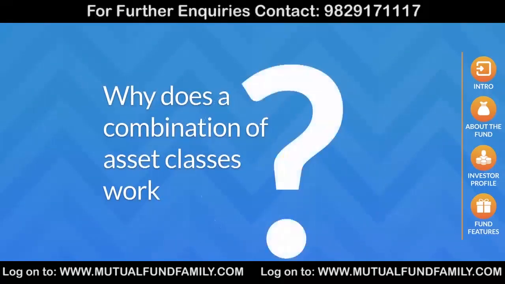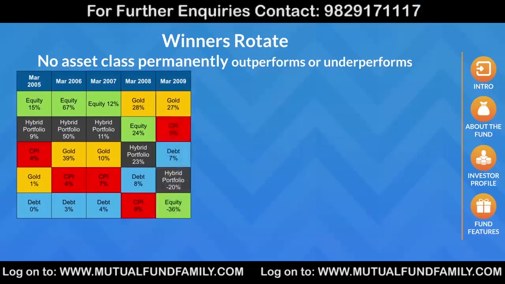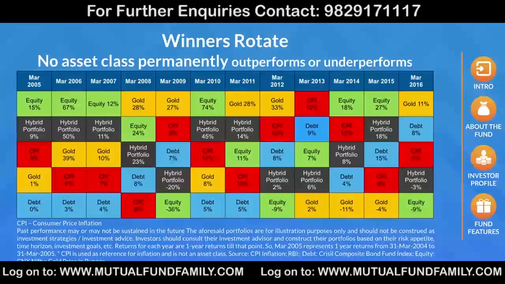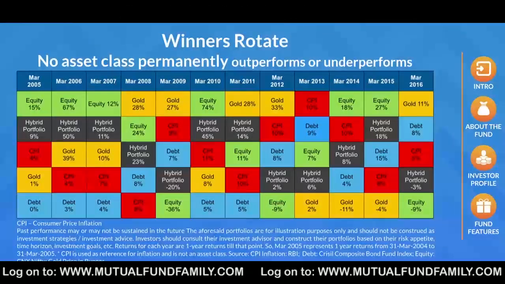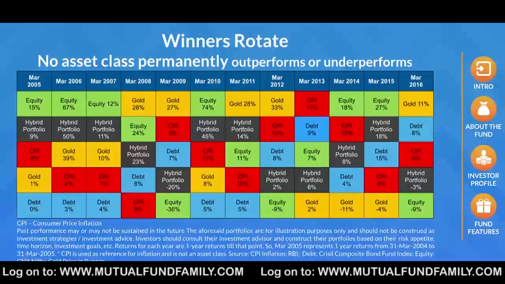Why does a combination of asset classes work? In this table, you will realize that the same asset class does not always give the best returns. Sometimes it is equity, sometimes gold, and sometimes debt. However, it is difficult to predict which asset class will do well year on year. One needs to therefore invest in a combination of all asset classes to reduce the risk of underperformance in one asset class. As per this table, a combined or hybrid portfolio may not have provided the best returns, but has also not provided the worst returns and has stayed on a middle path. A hybrid fund thus helps to follow the middle path.